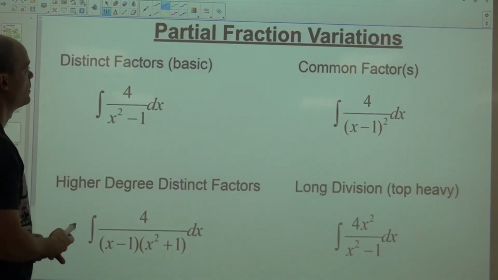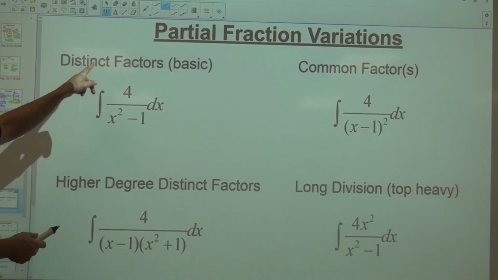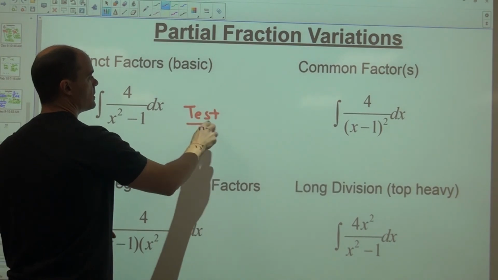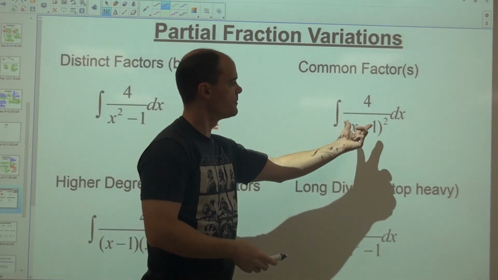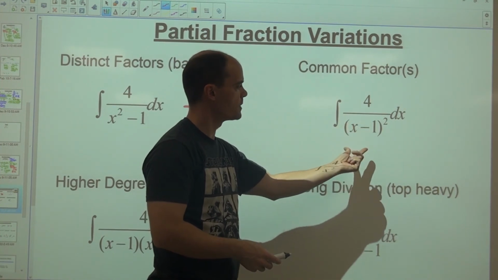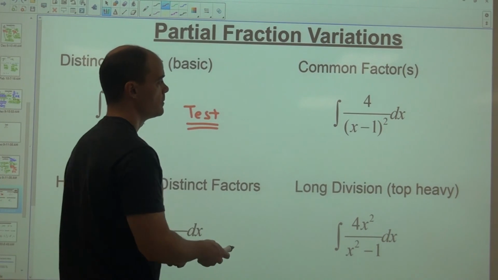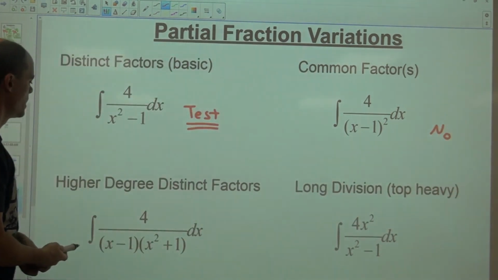All right, so different types of partial fractions variations. Distinct factors, this is very basic. This you will see on the test. What about common factors? Well, you divide this into A over x minus 1 plus B over x minus 1 squared. You will not see this on the test.